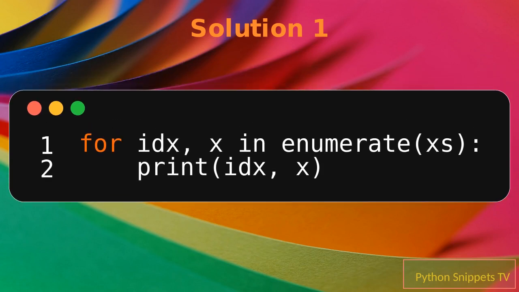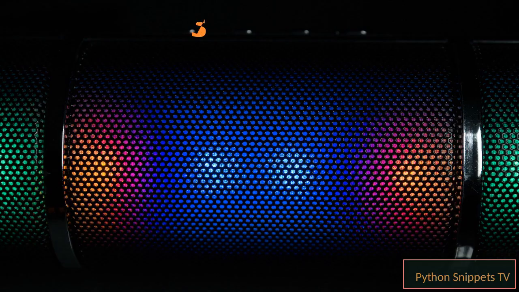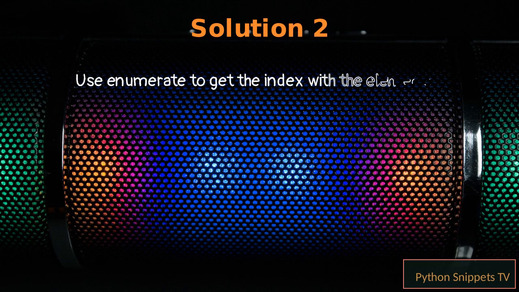It is non-Pythonic to manually index via for i in range(len(xs)), x = xs[i], or manually manage an additional state variable. Solution 2. Use enumerate to get the index with the element as you iterate.